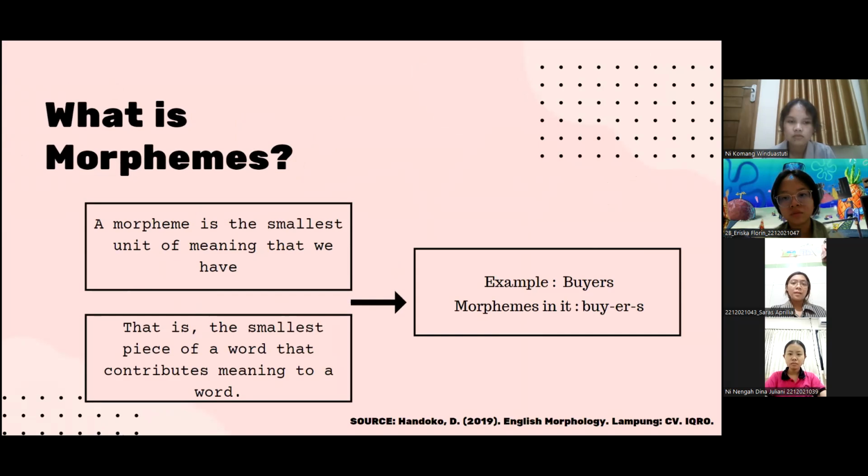Okay, thank you for the opportunity, Windu. So I will continue the next material about morphemes. So what is a morpheme? A morpheme is the smallest unit of meaning that we have. This is the smallest piece of a word that contributes meaning to a word. The example is buyers. The morphemes in buyers are buy, er, and s.